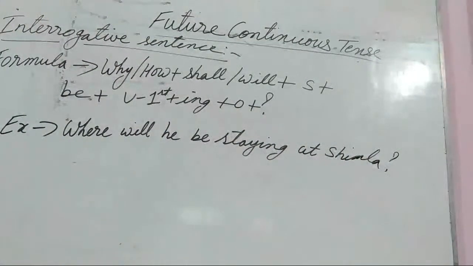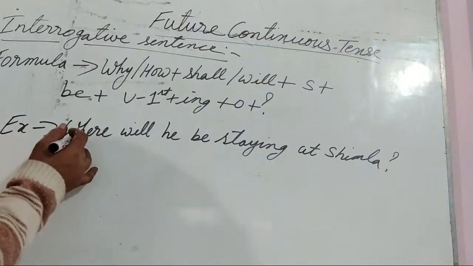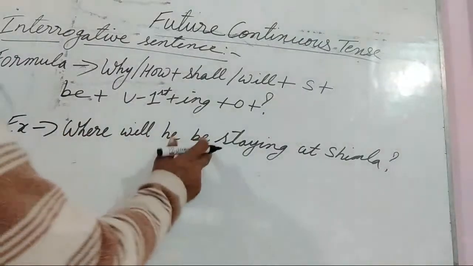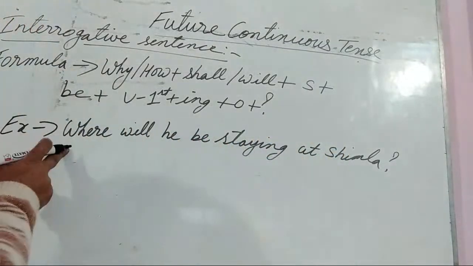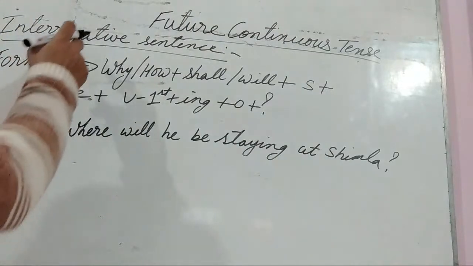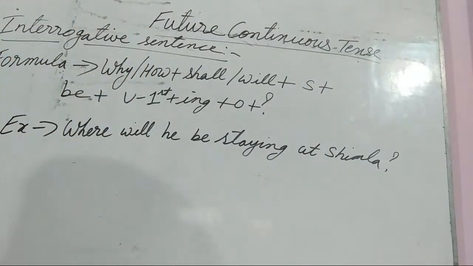Where will he be staying at Shimla? So according to the formula, as it is an interrogative sentence, a question is asked. So we are using where here. We can use where, when, how according to the sentence. So where will he be staying at Shimla? This is the example according to the interrogative sentence in future continuous tense.